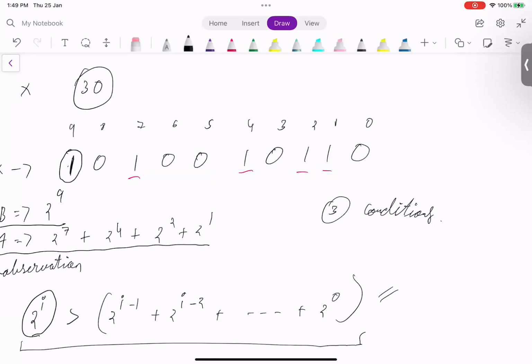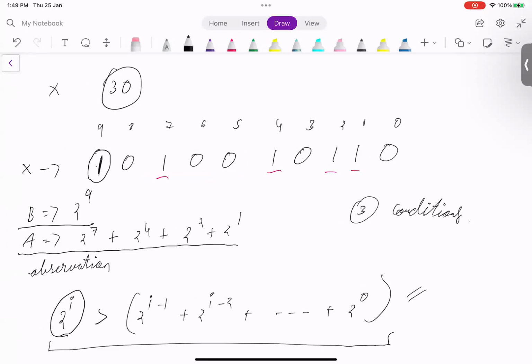And there could be many such values. Like here in B, we kept 2 power 9. So I could have added 2 power 0 and added 2 power 0 to A also. Because though we set this bit in both A and B, it doesn't affect us. They'll still get cancelled out when we subtract, when we do B minus A. So though we set such kind of 0 bits, which ensures second condition satisfies, it's still fine.